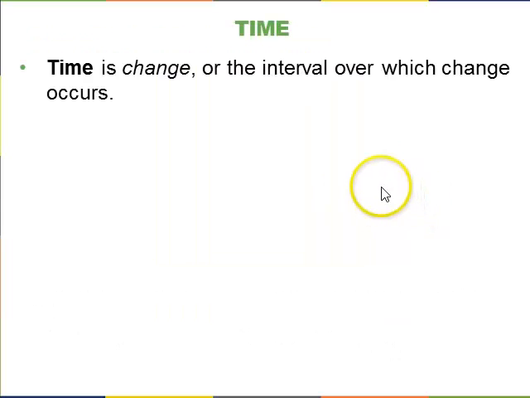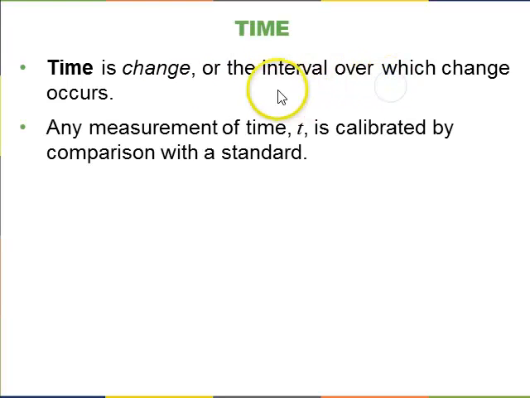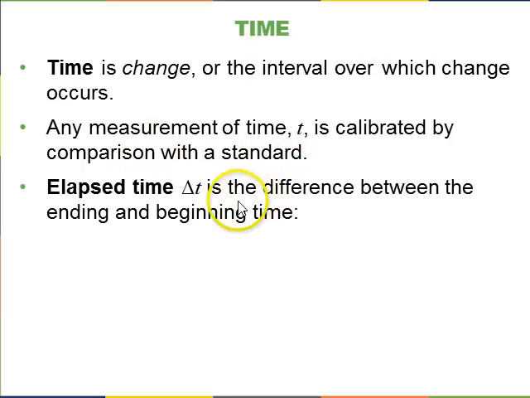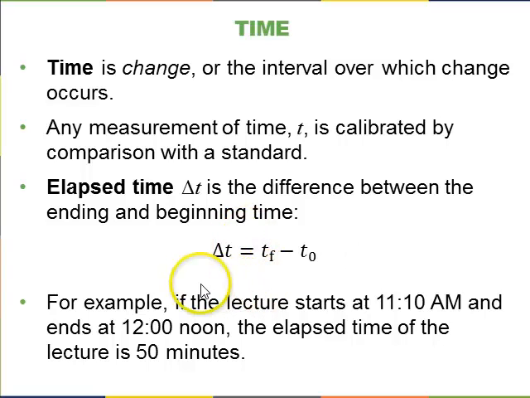Okay, so time. Before we get into velocity, we need to consider time. So time, it's hard to define in the dictionary, but it's something to do with change. It's the interval over which change occurs. So any actual measurement of time is calibrated by a comparison with some standard clock. And elapsed time, delta t, is the difference, t final minus the initial. So for example, if the lecture starts at 11:10 a.m. and it ends at noon, then the elapsed time of the lecture is 50 minutes.